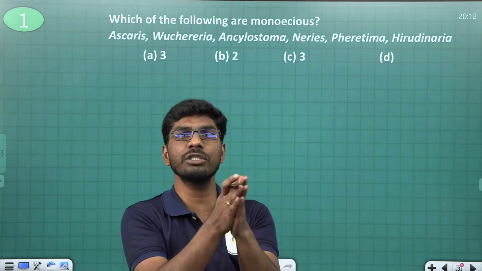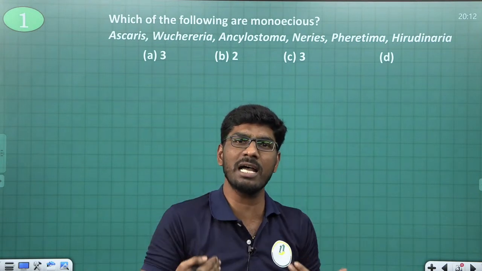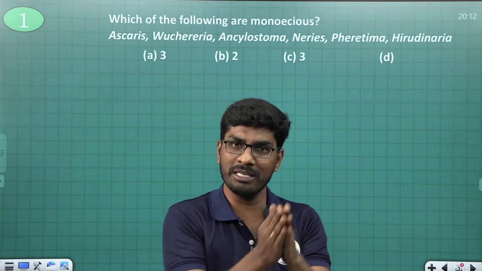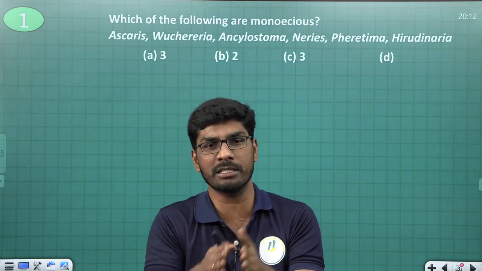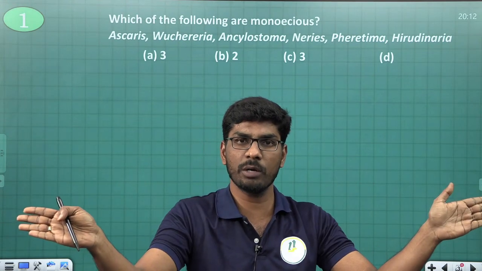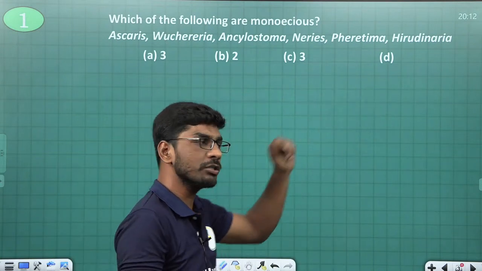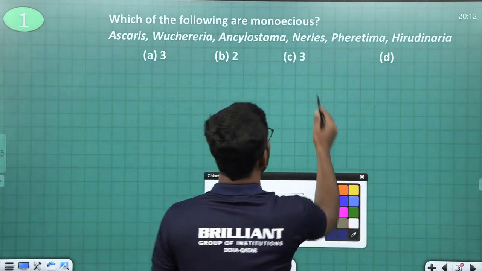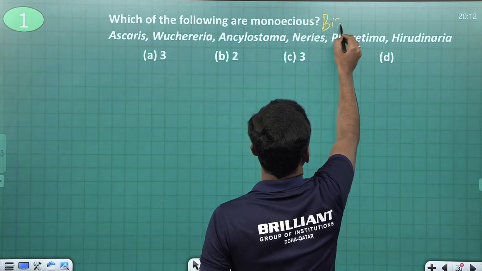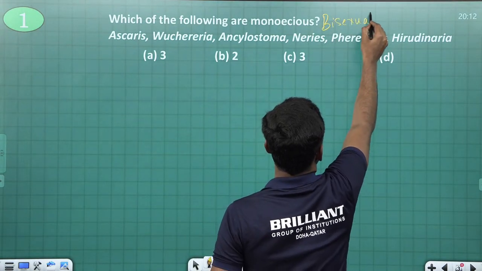When you are confused between monoecious and dioecious, remember human beings. Human beings are male completely separate, female completely separate. We are dioecious. You got my point? Dioecious is also called unisexual. Monoecious is also called bisexual. They are asking what? Bisexual. Monoecious is bisexual.